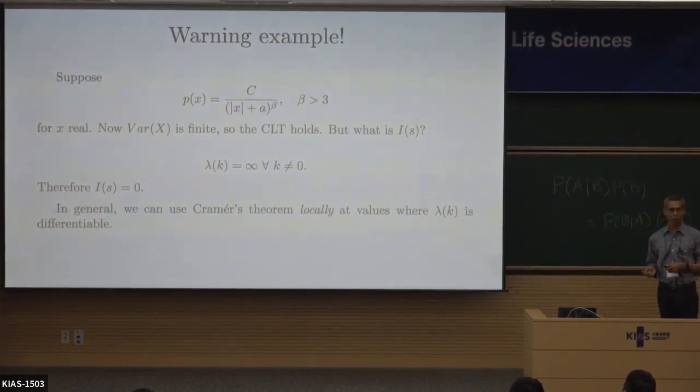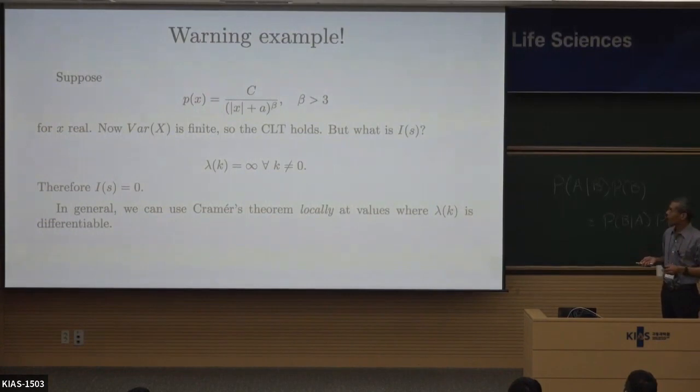X is on the whole real line from minus infinity to infinity, okay? The variance of X is also finite if beta is greater than 3. You can calculate it explicitly, right? It's non-zero and finite, okay? But what is I of S?